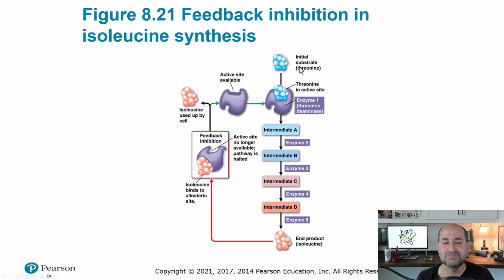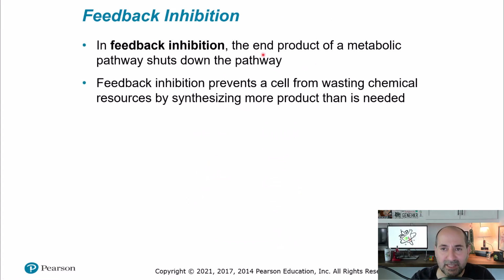Isn't that neat? So that's feedback inhibition. Again, feedback inhibition, the end product of a metabolic pathway shuts down the pathway. And why is that good? It prevents the cell from wasting resources. Isn't that neat? So with that, I believe we are at the end of our Chapter 8.